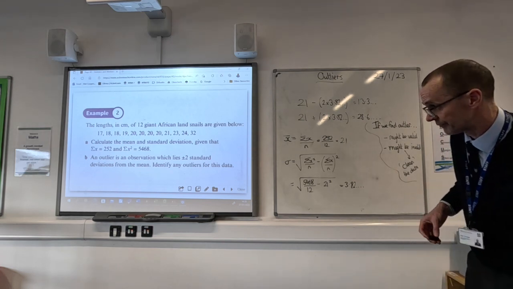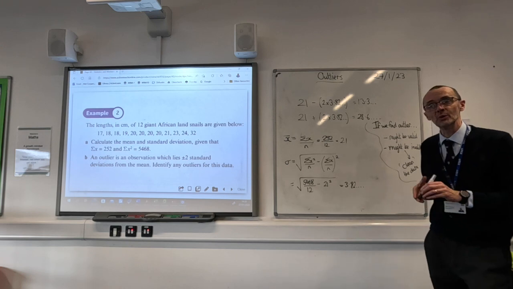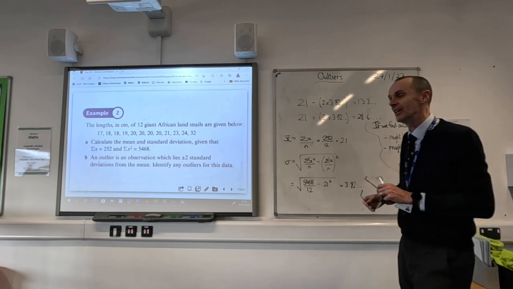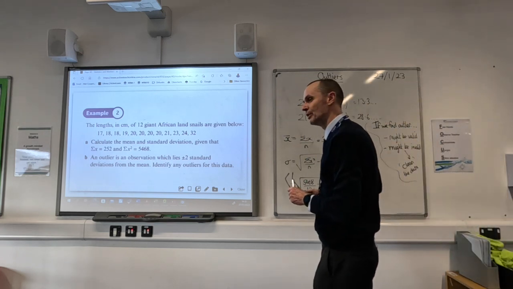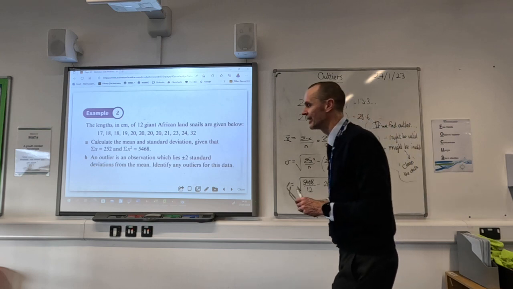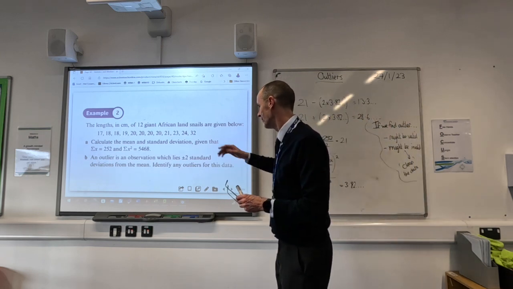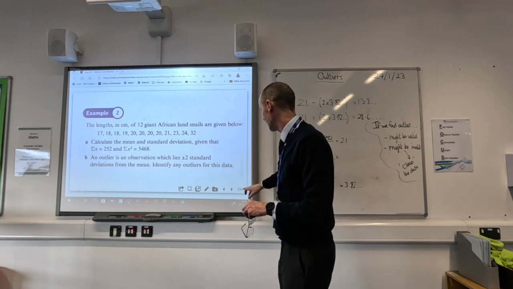Now we don't know whether you do just get obese African giant land snails. I mean, they're already giants, but you know. So we don't know whether 32 is valid or whether that's a mistake or an error or some such thing. So we can't say that. But that's an outlier.